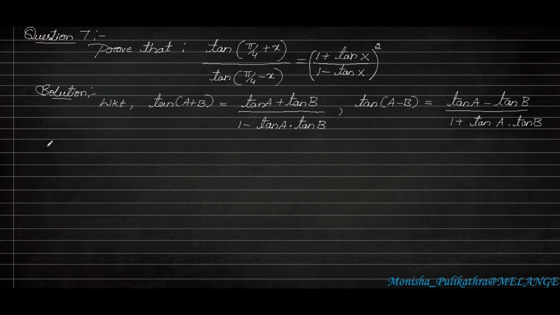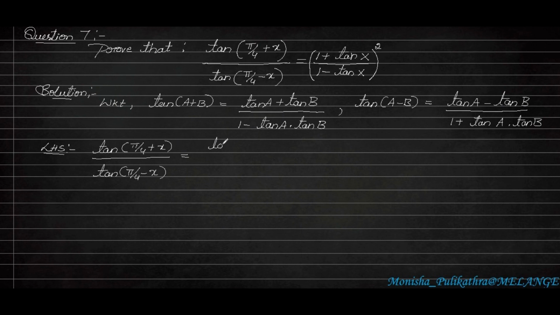So here I will be taking LHS. LHS is tan(pi/4 + x) divided by tan(pi/4 - x). The numerator is in the form of tan(a + b) and the denominator is in the form of tan(a - b). Okay.